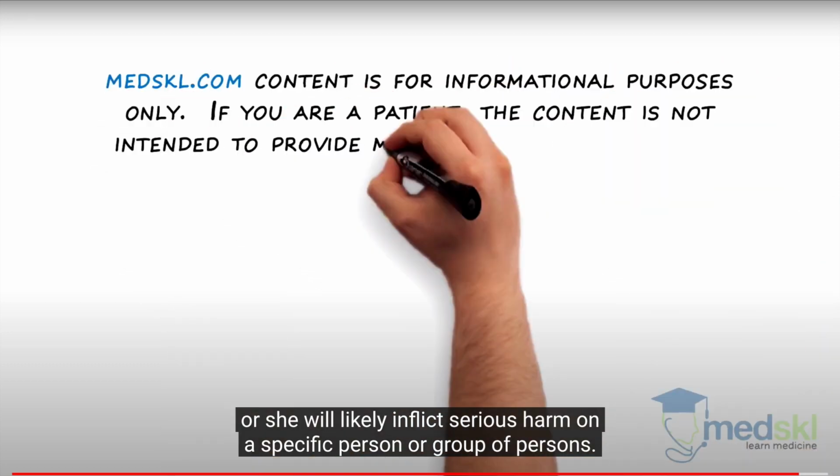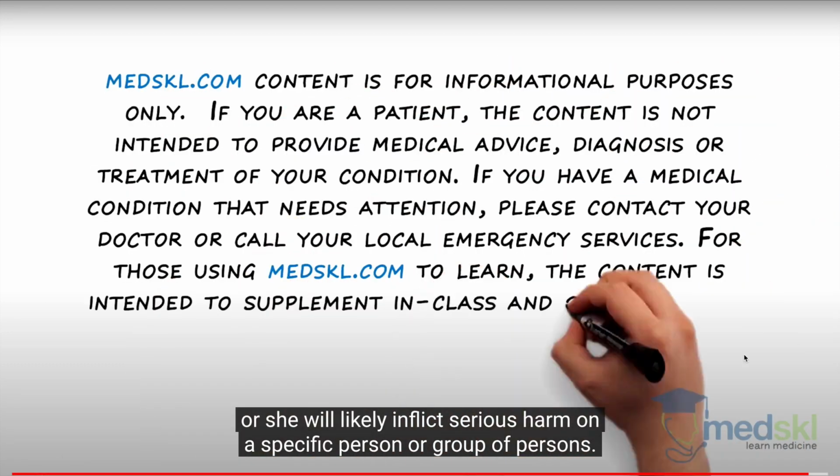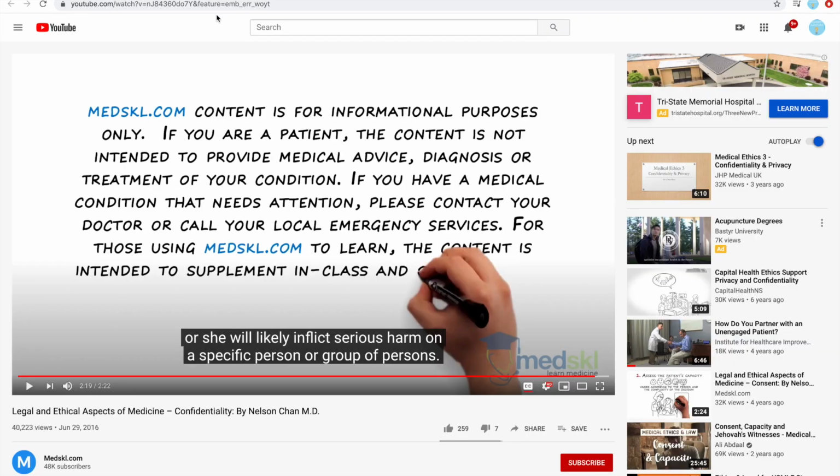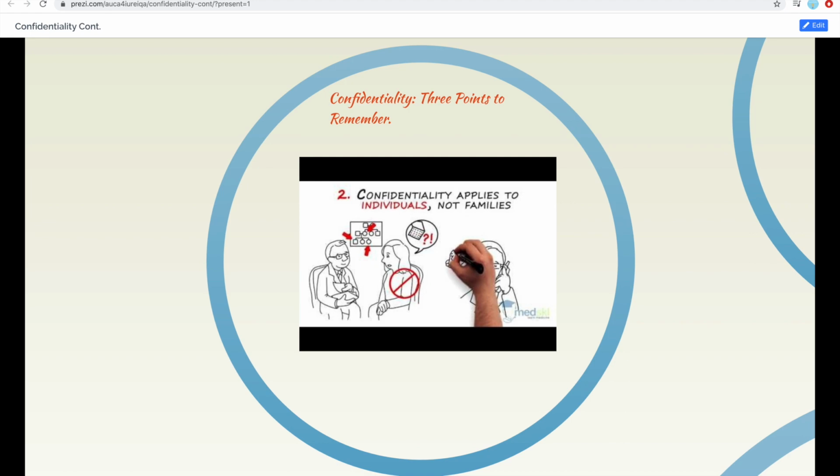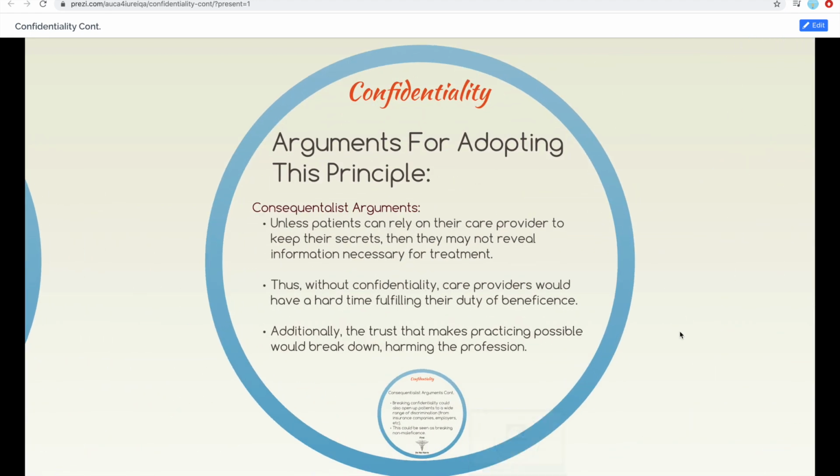Okay, so we covered 3 potential rules of thumb to think about or remember when you're thinking about confidentiality in medical contexts. I want to briefly go over a few of the ethical arguments for adopting confidentiality. In fact, there has been an argument that confidentiality, like truth-telling, should be seen as an additional principle rather than simply an offshoot of autonomy. So here are some arguments for adopting this principle.